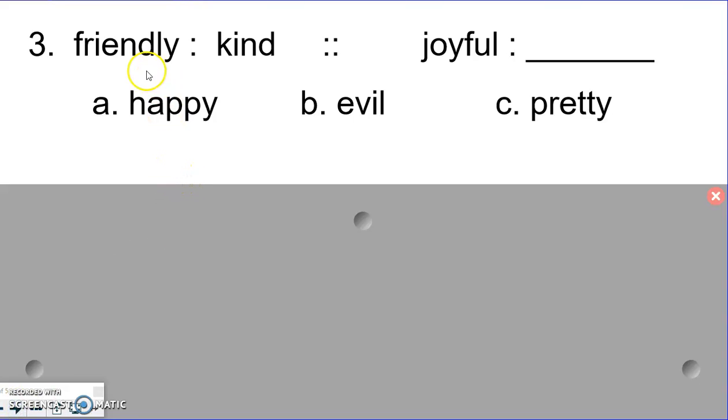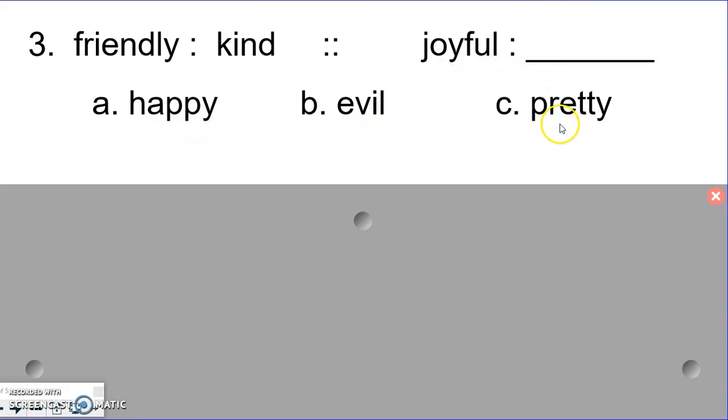All right, let's try this one. Friendly is to kind. Okay, let's decide if friendly and kind mean the same or opposite. All right, friendly and kind mean the same thing. If you are friendly, you are kind. If you are kind, you are friendly. So since friendly and kind are synonyms, they mean the same thing, then joyful and our answer choice needs to be synonyms. They need to mean the same thing.